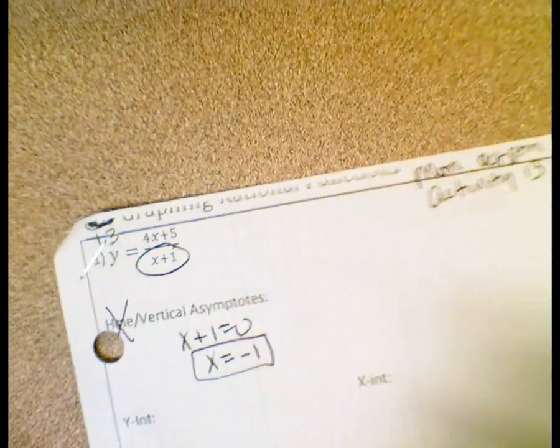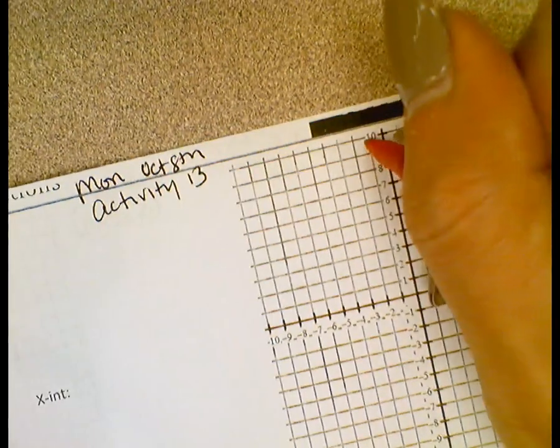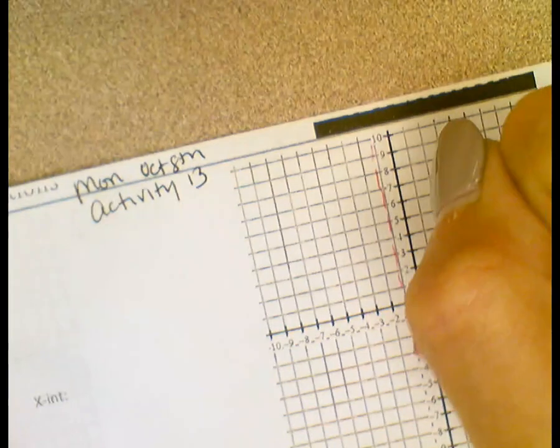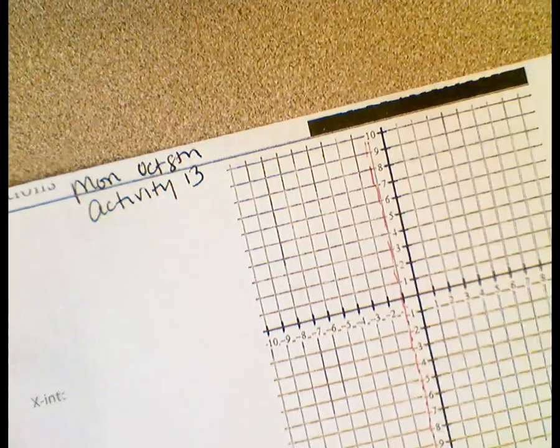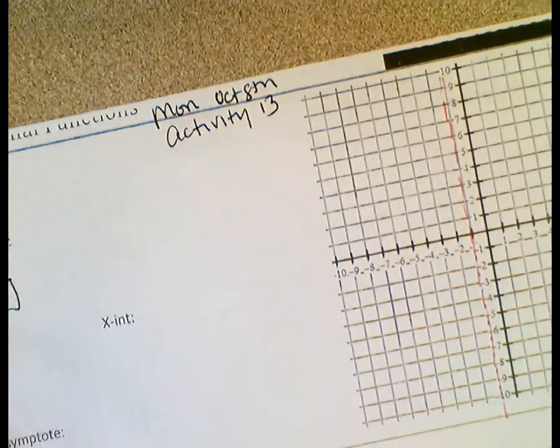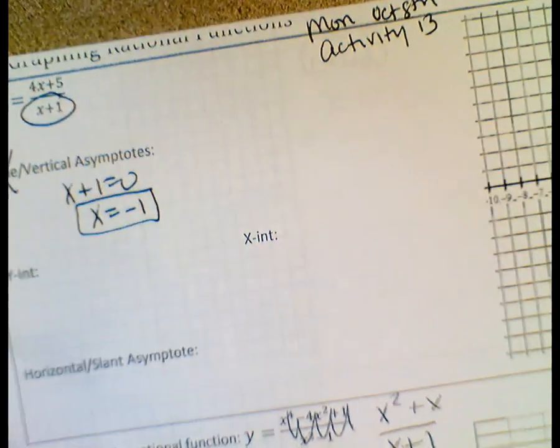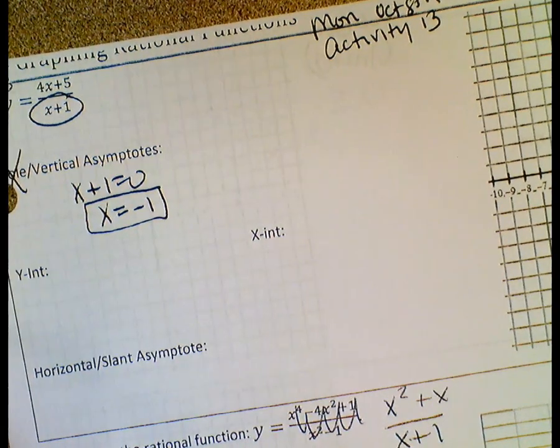So you're going to come over here to the graph, and you're going to draw a vertical asymptote at -1, all the way down. All right, the horizontal, I'm going to go down here.